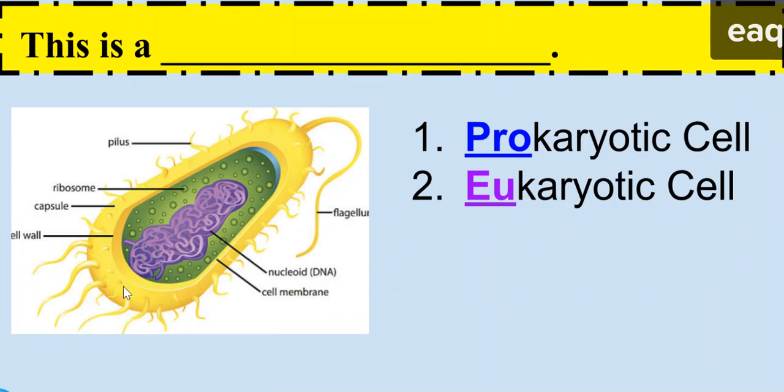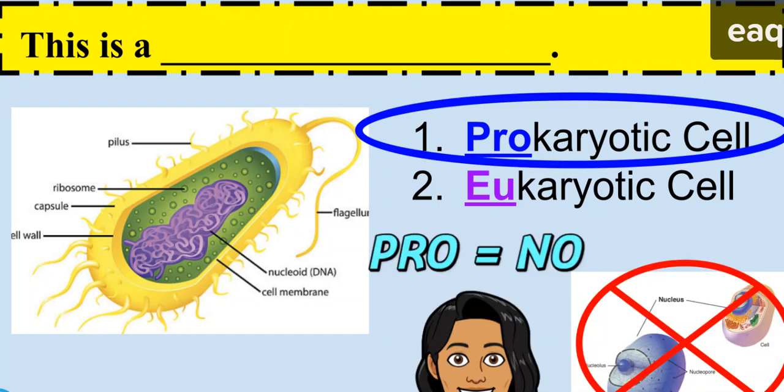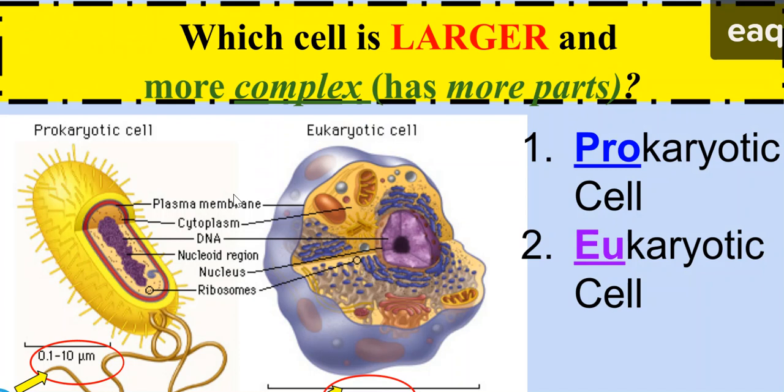How about this cell? Prokaryotic or eukaryotic? If you're looking at the labeling of this cell, you will see that it does have DNA. However, that DNA is floating around. There's nothing to contain it, like a nucleus. So because there's no nucleus, it's prokaryotic. Pro is no. This is a prokaryotic cell.